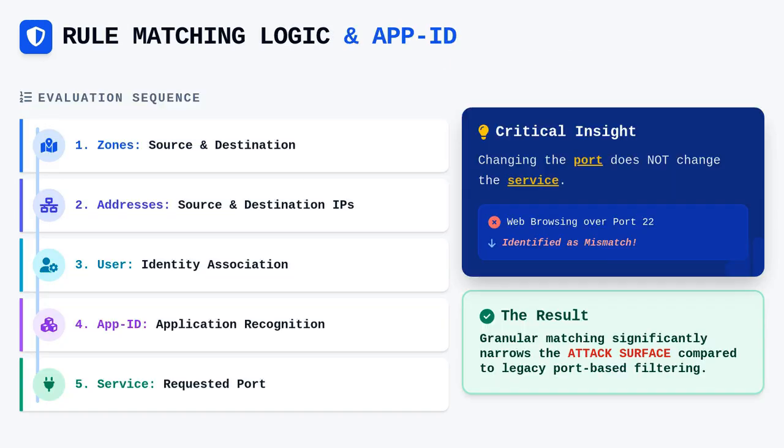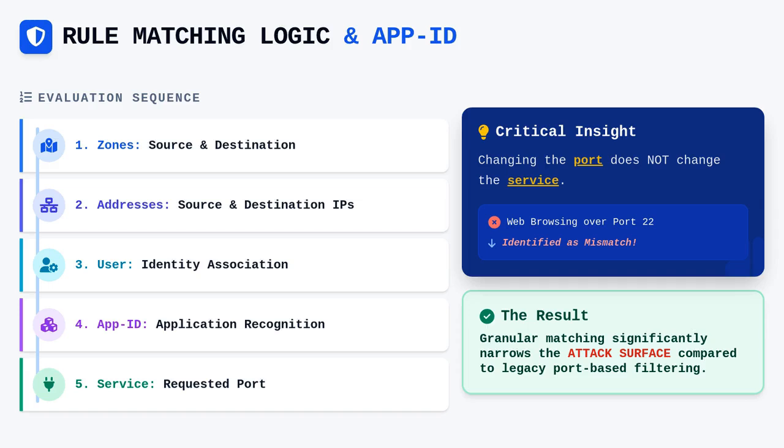Rule matching logic relies on a multi-dimensional tuple consisting of zones, addresses, users, applications, and services. While traditional firewalls focused heavily on IP addresses and ports, Palo Alto's App ID allows us to move toward application-based restrictions that are far more robust.